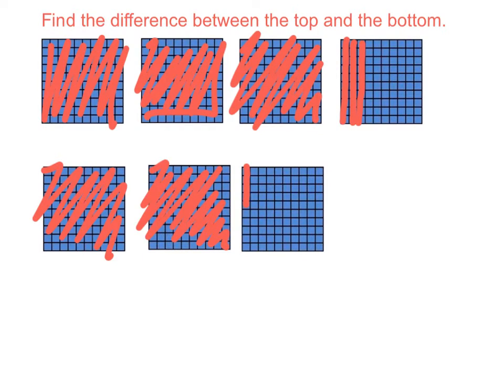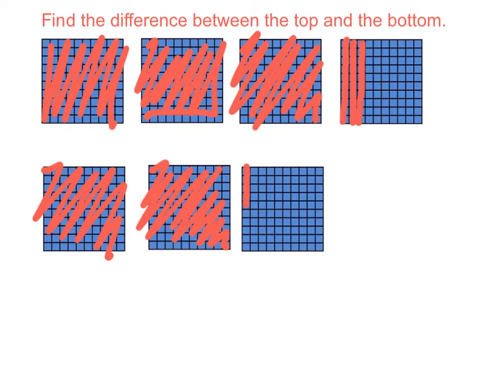Tonight, we're going to review adding and subtracting decimals when we have it as a grid versus when they just give us it in words or in standard form. So, it says find the difference between the top and the bottom. First thing we need to do is obviously identify what decimal is being represented here.